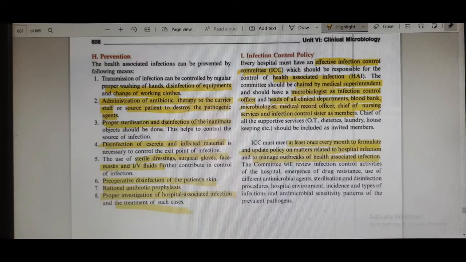in the meeting of every month. So the committee must look through all the various ways of hospital acquired infection and should come to a very good conclusion so that the hospital acquired infection might not spread to the other patients also, and in order to avoid the mortality rate of the patients. So that is how hospital acquired infection can be controlled. So this completes the chapter on health associated infection, the hospital acquired infections.